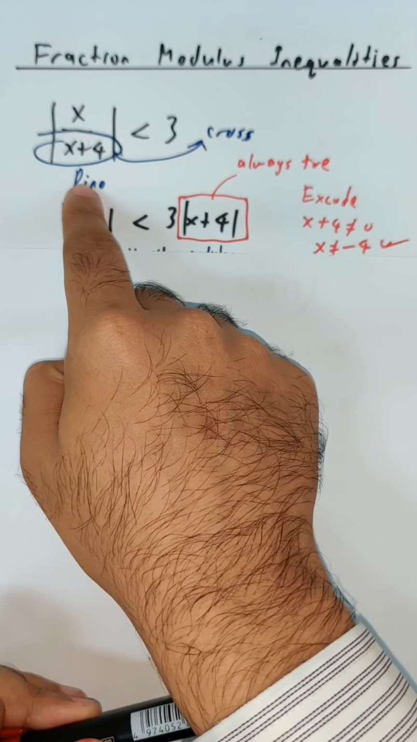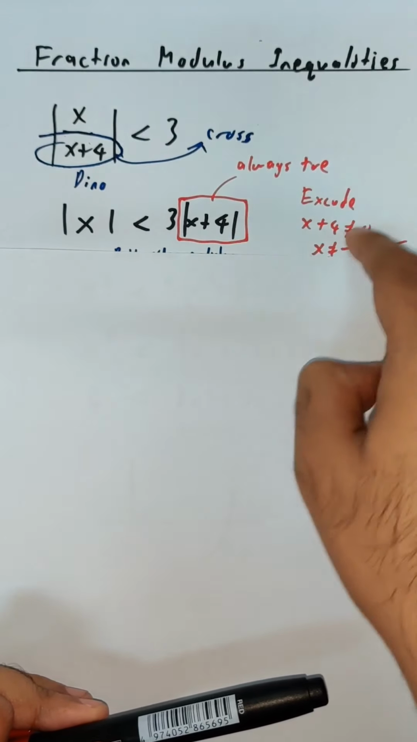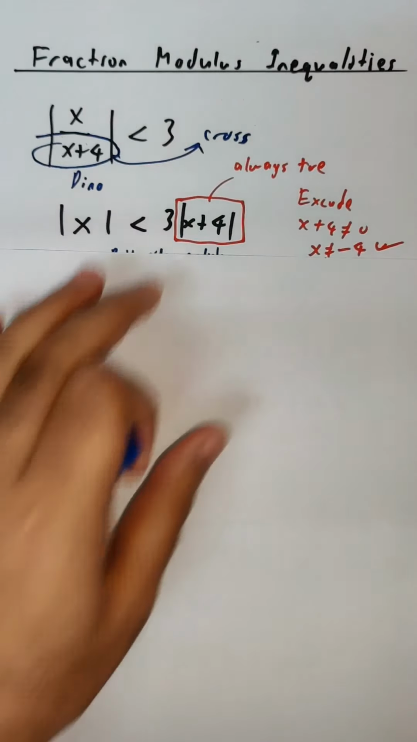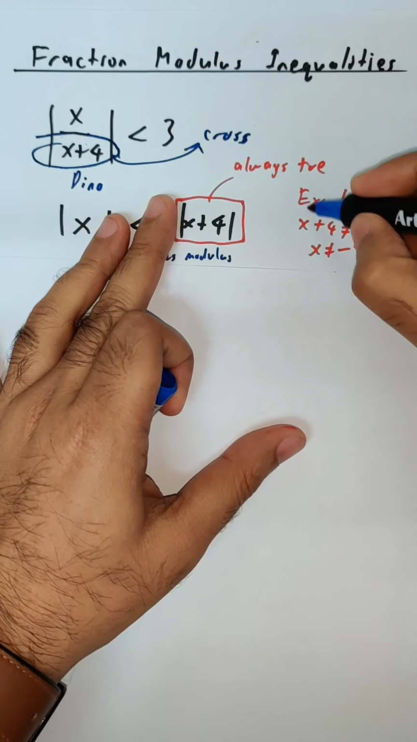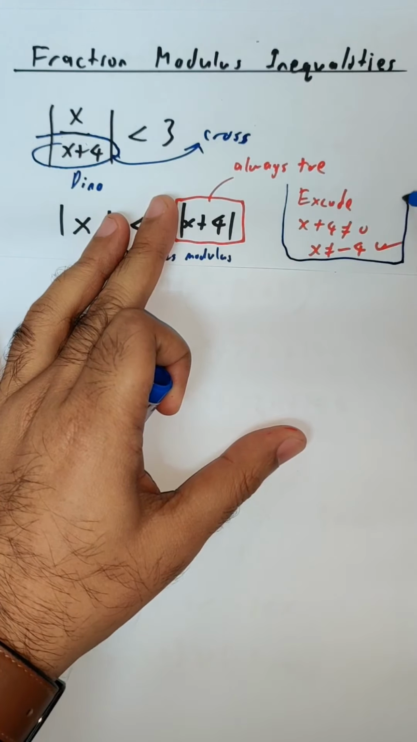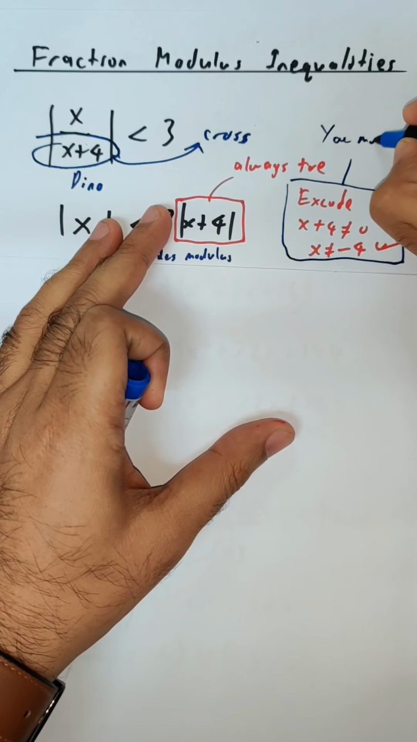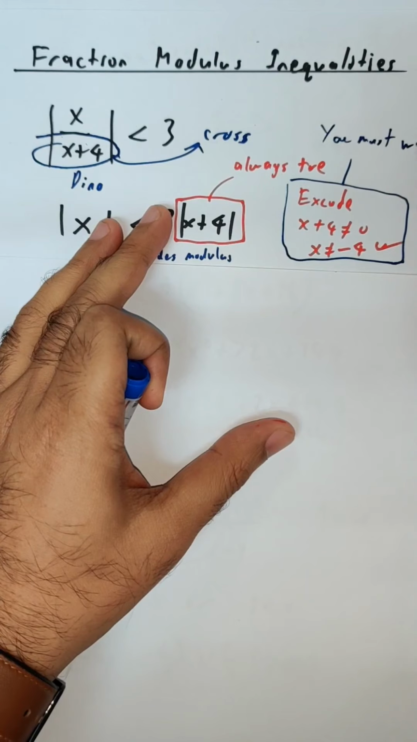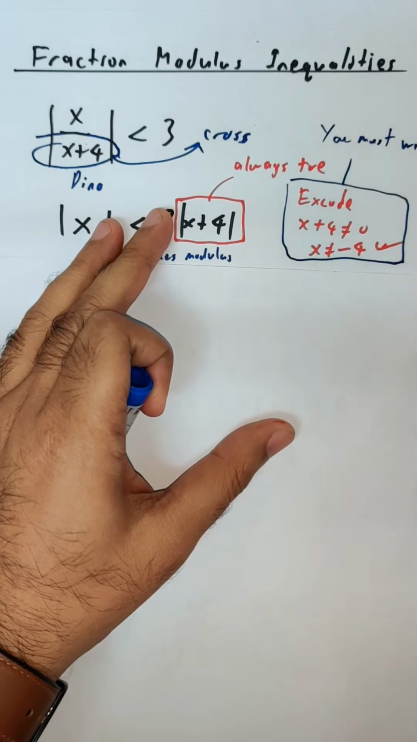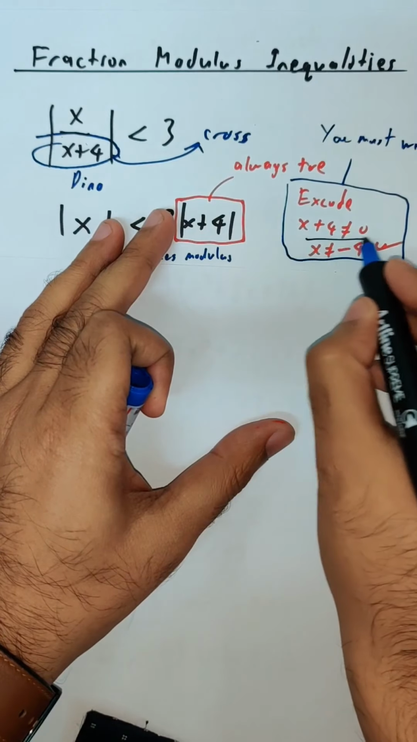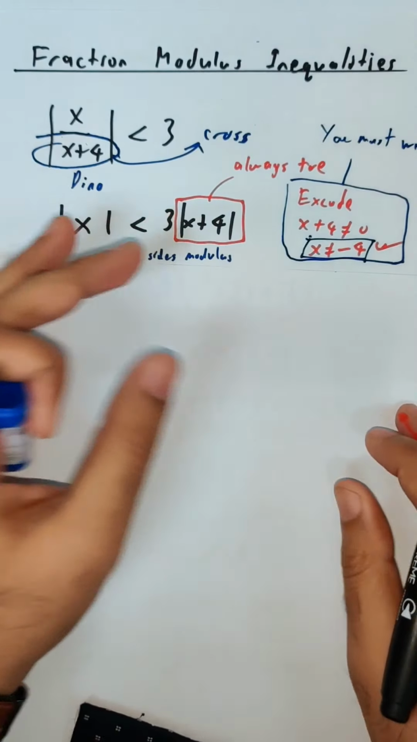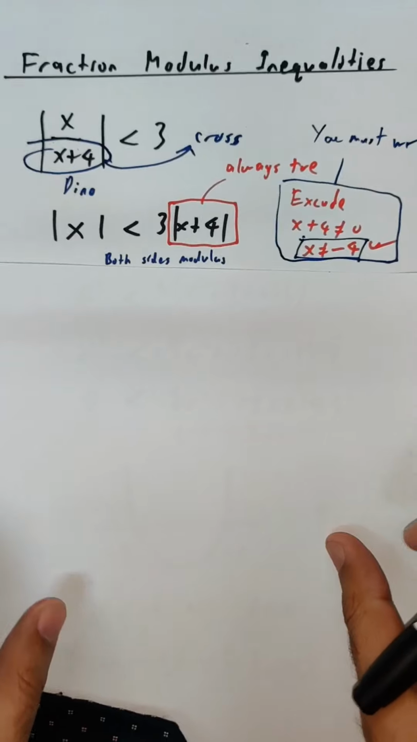Remember, you take the deno, you cross it out, and you must exclude. These steps, I need to stress, are necessary. You must write them down in exams. If you do not write them down, then you will lose all your marks, 0. If you are good enough, then just write this final line. It's good enough. Okay, these two steps are just to help you out.